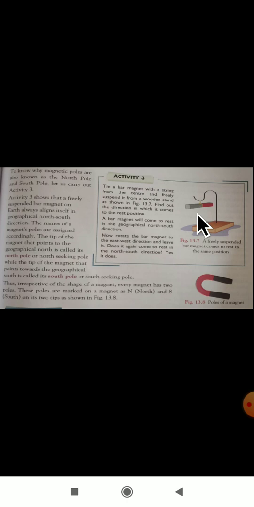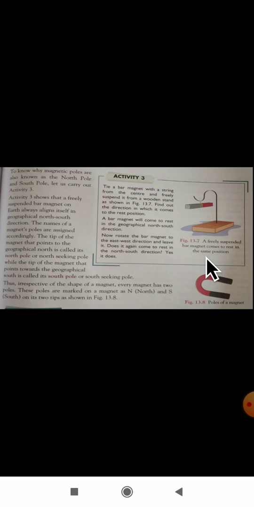Now rotate the bar magnet to the east and west direction. You know north and south, the same way east and west also you know. Just rotate it in that direction, in the geographical north and south direction. Now rotate the bar magnet to east and west direction and leave it. Does it again come to rest in the north and south direction? Yes, it will. When you rotate it in the east and west direction also, the bar magnet will come back to its north and south position only. A freely suspended bar magnet comes to rest in the same position, just as the north and south poles are.